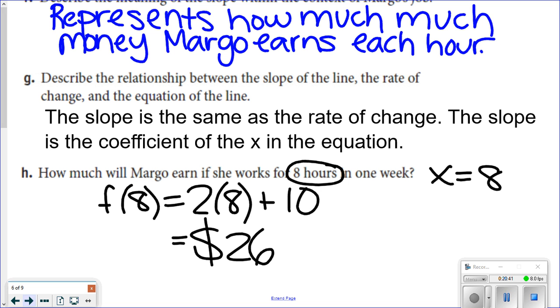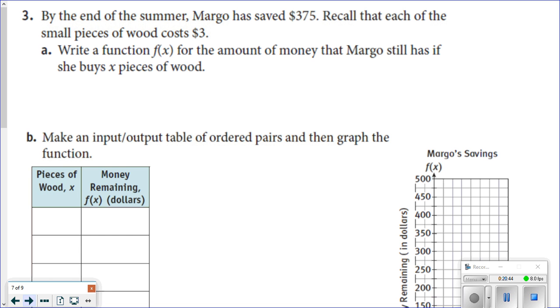All right, one more situation. Question 3. By the end of the summer, Margot has saved a total of $375. Recall that each of the small pieces of wood costs $3 each. So $375. Each piece of wood is $3 each. We are going to write a function f of x for the amount of money that Margot still has if she buys x pieces of wood. So here x stands for wood.